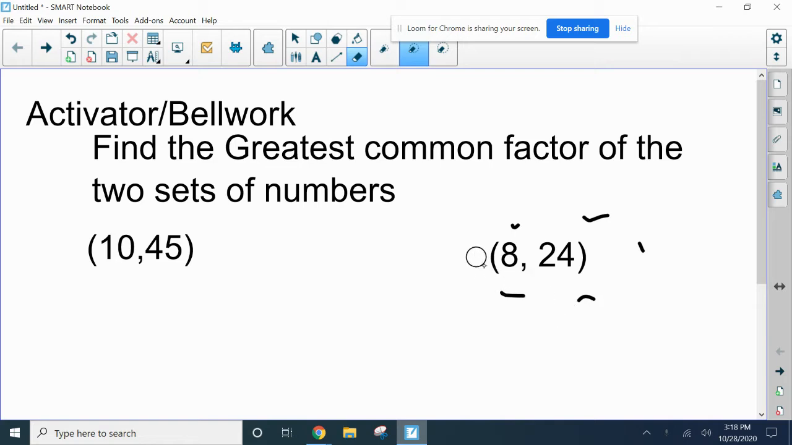So if you want to go ahead and pause this so you can find the greatest common factor of 10 and 45 and of 8 and 24. And in case you don't remember, a factor is a number that multiplies to give you those numbers. Find the biggest one they have in common.